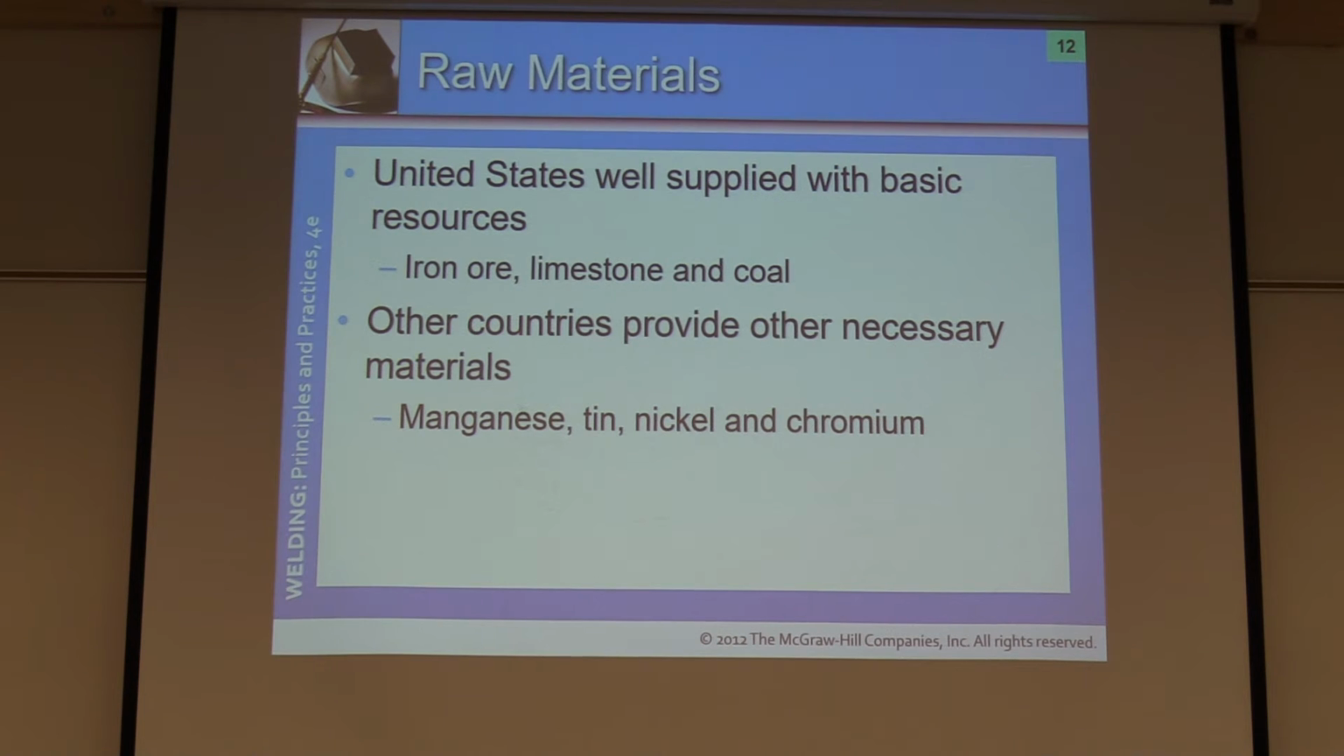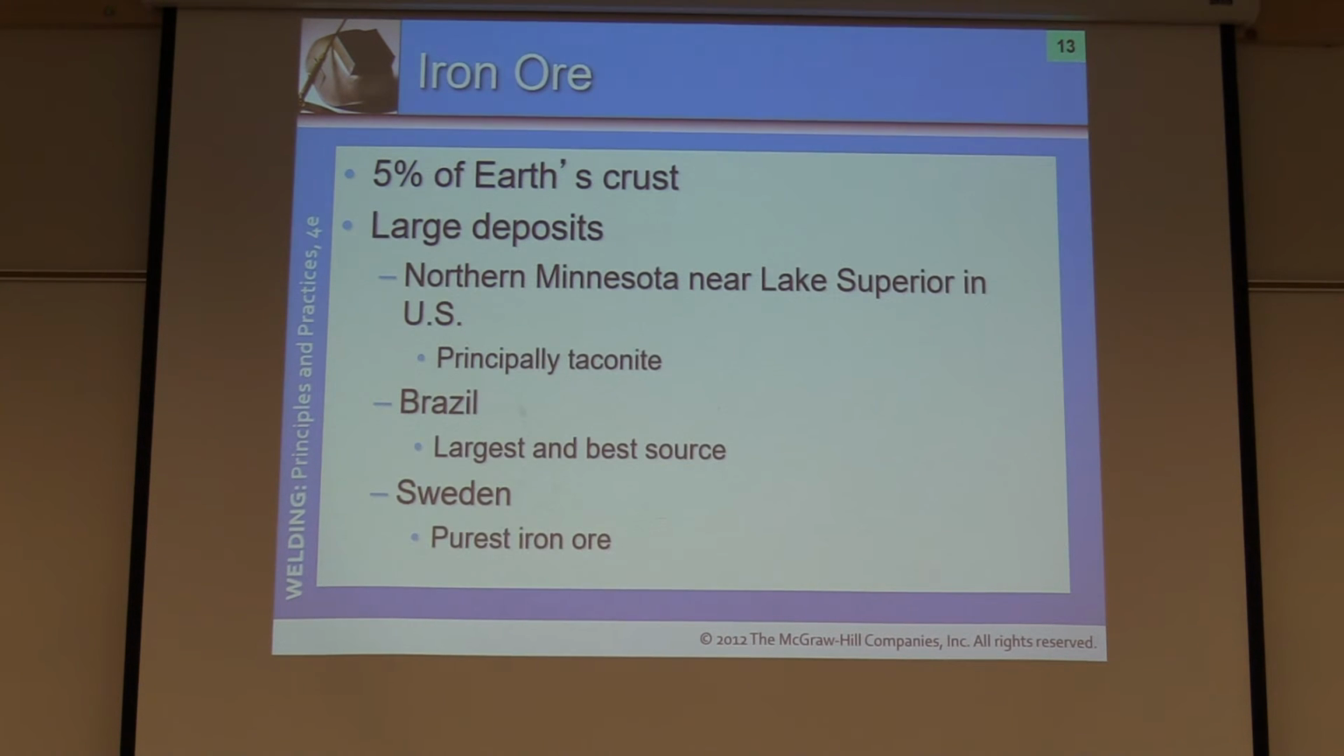Okay, other countries provide other necessary materials. We do have some of them here in the U.S. as well. Let's move on to breaking down the individual elements. Iron ore, so bulleted item. "Iron ore is a metallic element that is the most abundant and most useful of all metals. It occurs in the free state only in limited quantities in basalts and in meteorites."